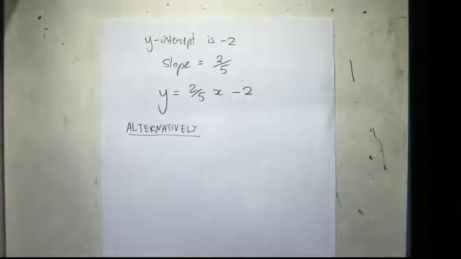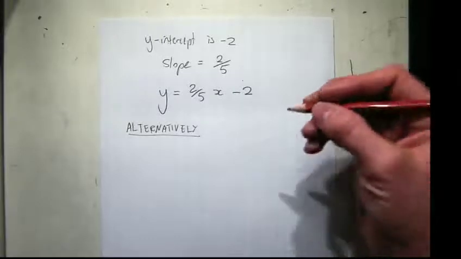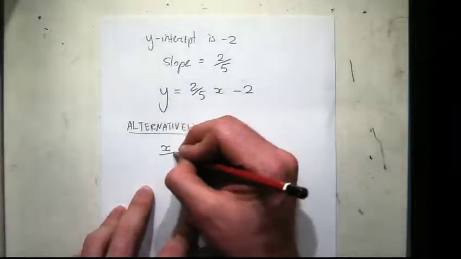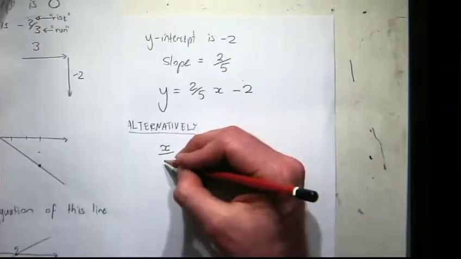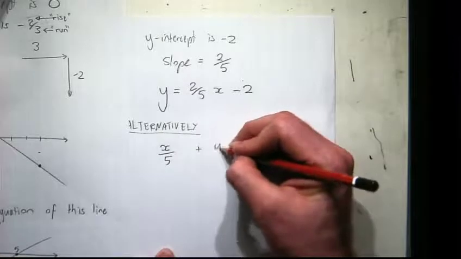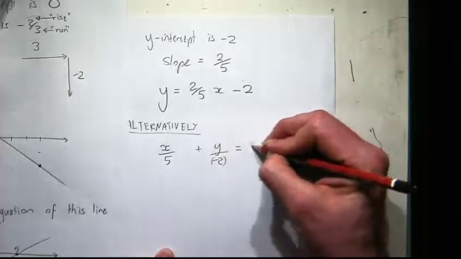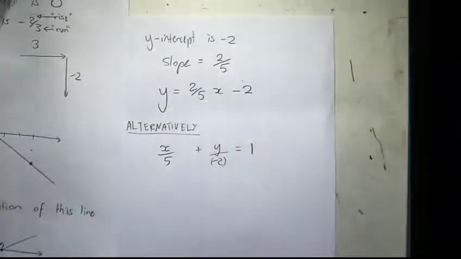Alternatively, there is a way of directly writing down the standard form if you have the x-intercept and the y-intercept. The standard form can be written this way. X over the x-intercept plus y over the y-intercept equals 1. Always 1. That is an alternative version of the equation of the line.